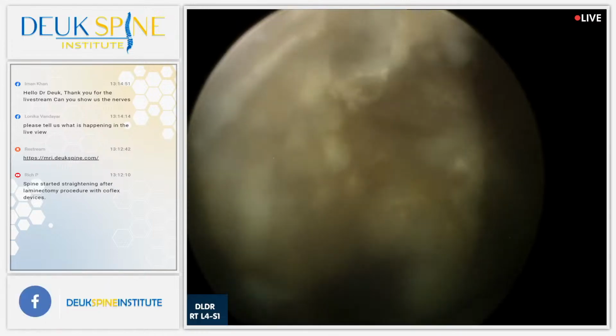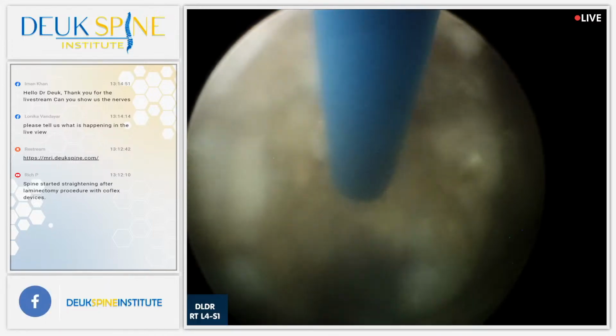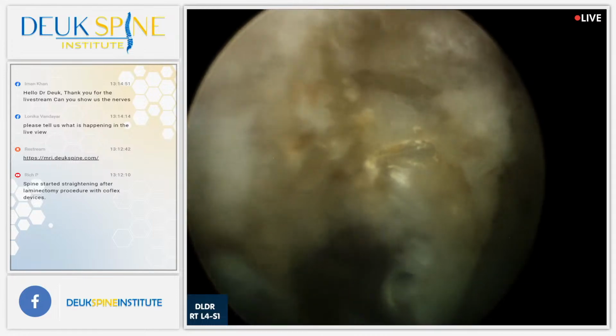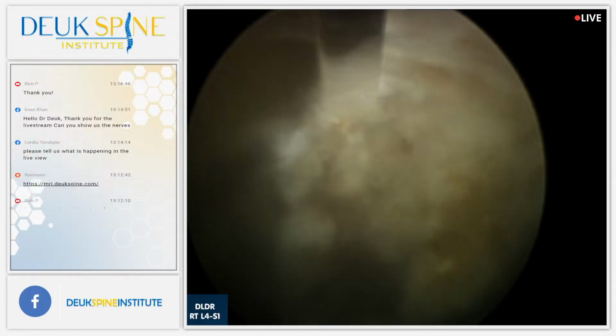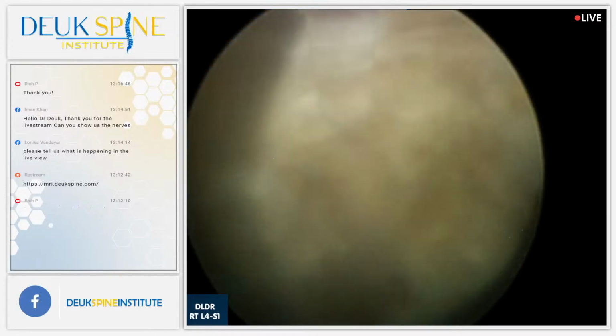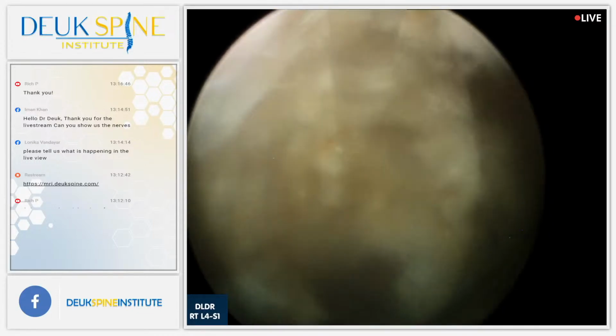Dr. Davis said for me to show you guys where the end plates are. There's an end plate right up there at 1 o'clock, now 12 o'clock. That's bone. You guys see the bone right there? That's the end plate of the vertebral body. Yes, we do. We're at the back of that L4-5 disc. We're cleaning out the last of the herniation.